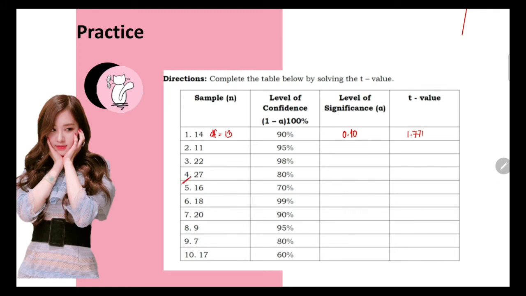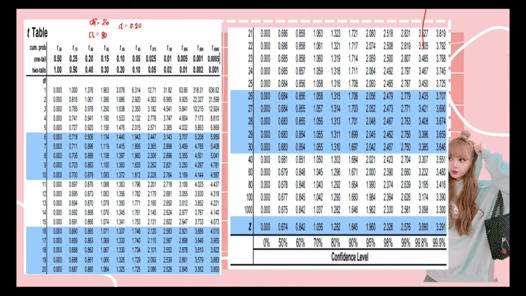So, if the number of sample size is 27, our degrees of freedom is 26. Again, the degrees of freedom is equal to n minus 1. And then, with a level of confidence of 80%. If your level of confidence is 80%, your alpha is 0.20. Yung nakuha natin na degrees of freedom is 26, the level of confidence is 80%, and the alpha is 0.20.